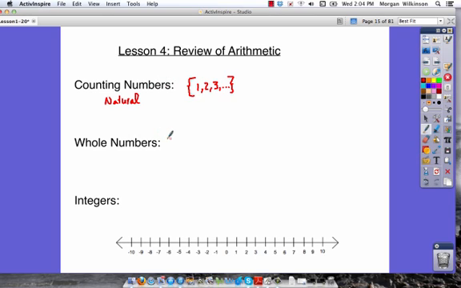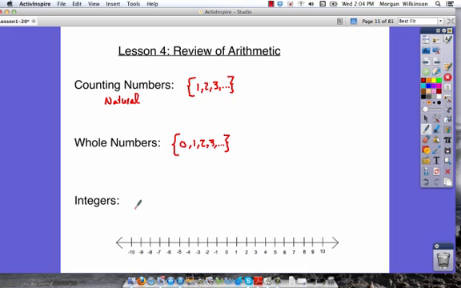Whole numbers, well, whole numbers could be like how many students are in the room. Maybe there's 5 students in the room, but maybe there's 0 students in the room right now. So whole numbers include 0 as well as those 1, 2, 3, and so on and so forth. We'll show our set of whole numbers within our braces.